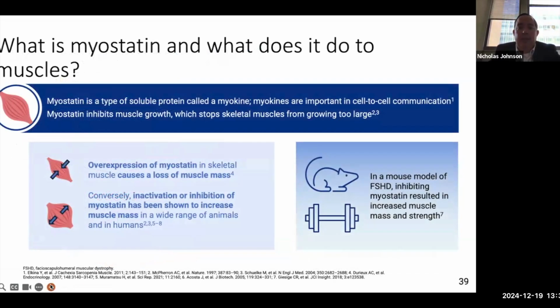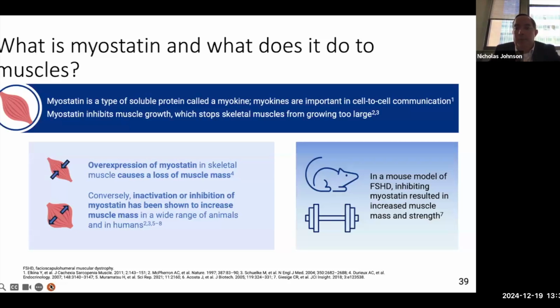There has been a long-standing interest in a gene called myostatin, a protein called myostatin. If you're super into this, you can Google myostatin cows or follistatin cows. What myostatin does, if you overexpress it, is cause a loss of muscle mass. And if you inactivate it, you can actually increase muscle mass. So it's one of these basic human genes that's designed to regulate the size of your muscles.